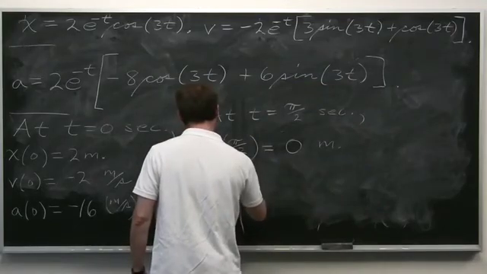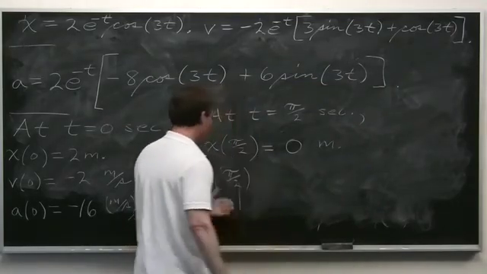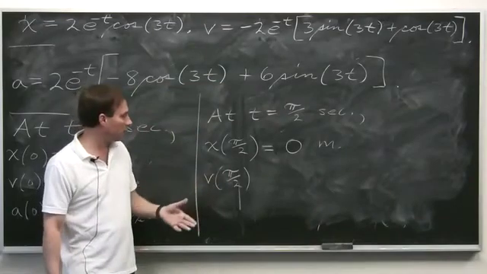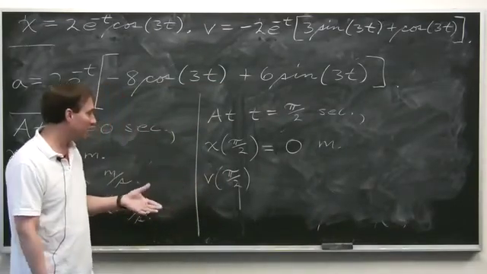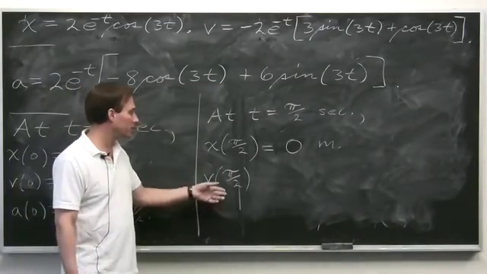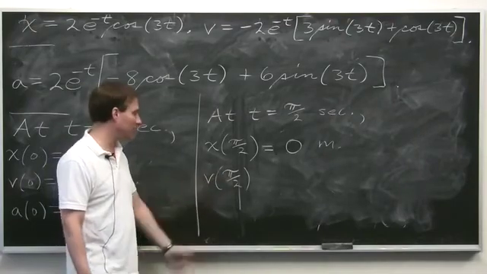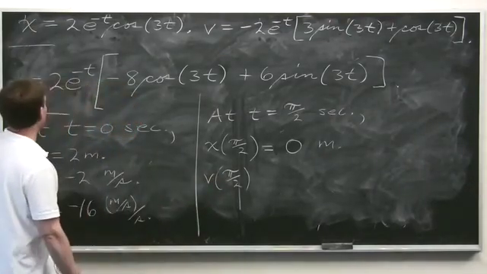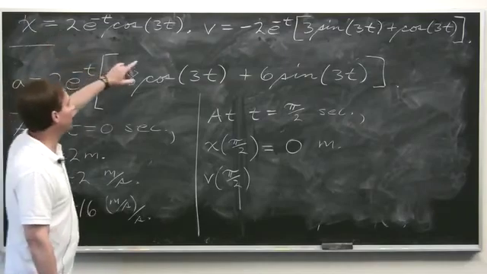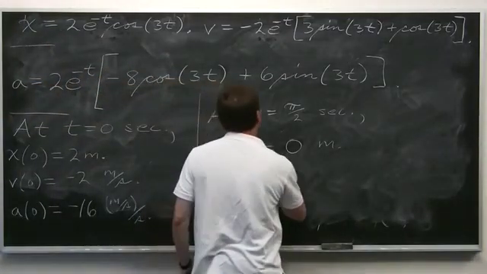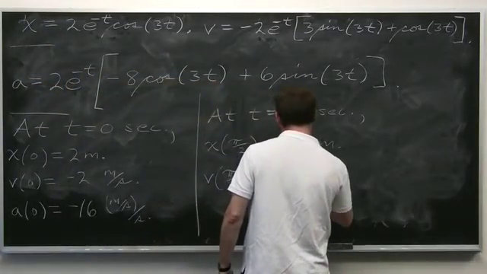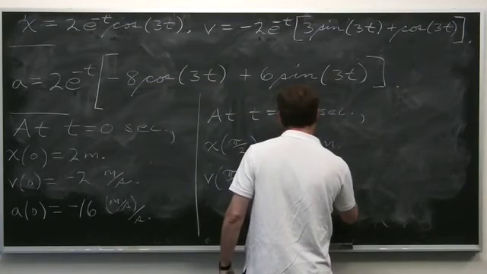What's its velocity at time pi over 2? By the way, pi over 2, don't think of pi as 180. Pi over 2 seconds, pi is about 3, so this is about 1.5. It's after about a second and a half have gone by. So the velocity at time pi over 2, you get a minus 2 e to the minus pi over 2.